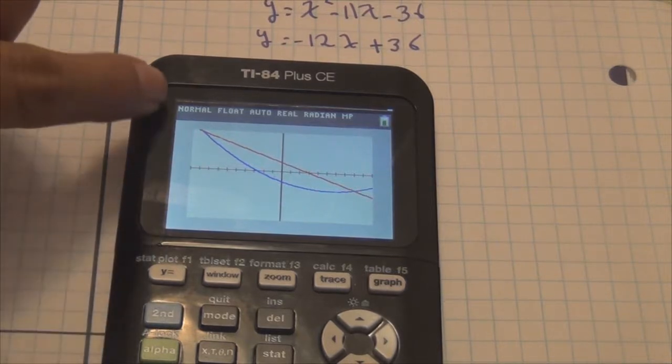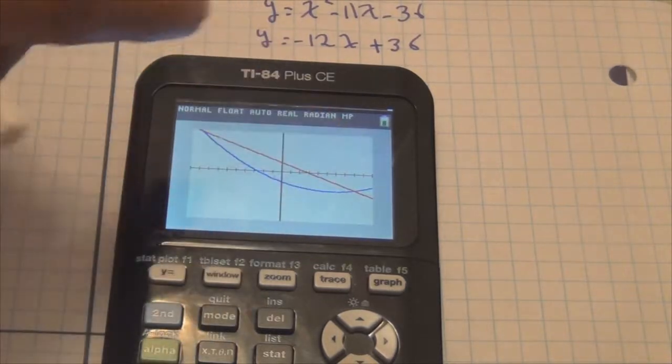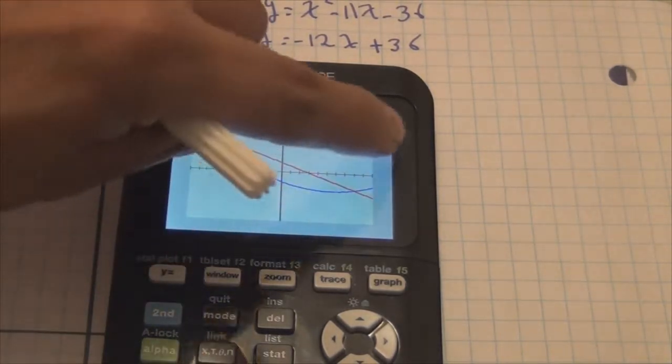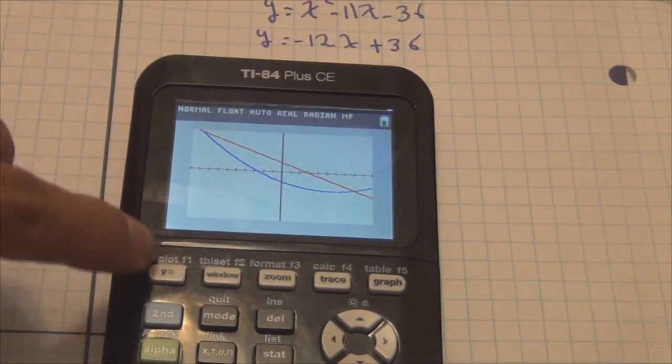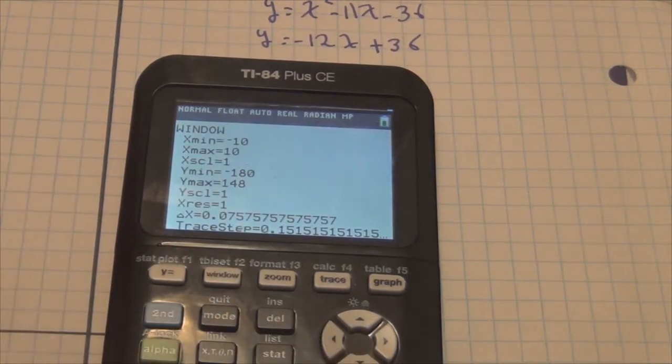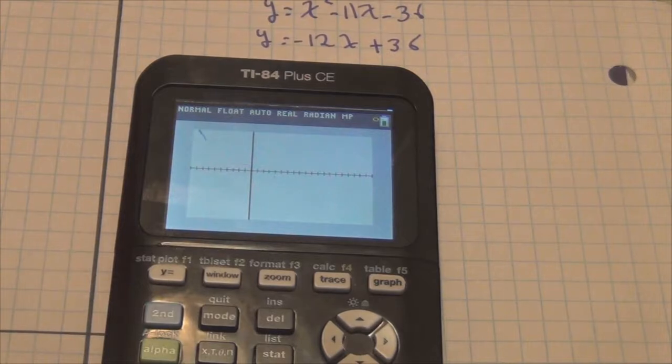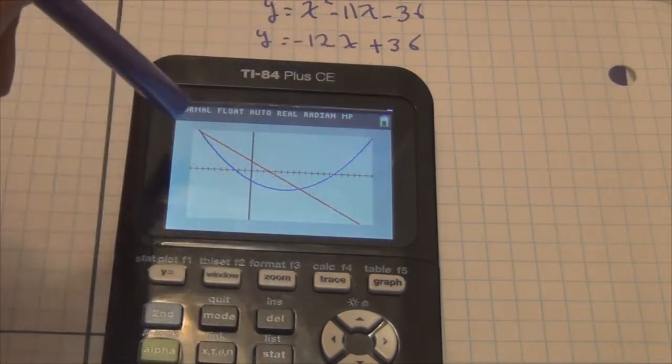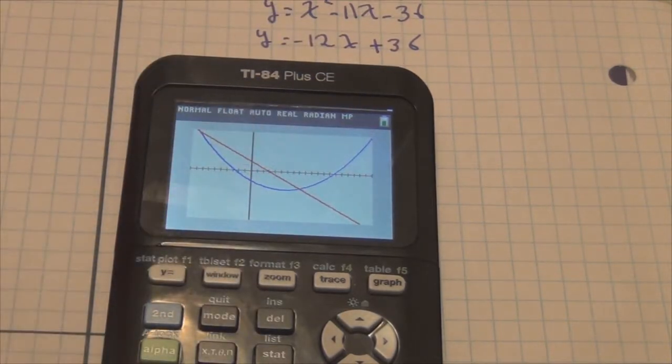So I have this right here going, and they intersect right there. So let me make the x a little more viewable. So window, the x maximum, let's make it 20. Let's see what's going on now. Ah, you see that? So it's all about playing with it. All right, so this is the system of equations, and they intersect in two areas.